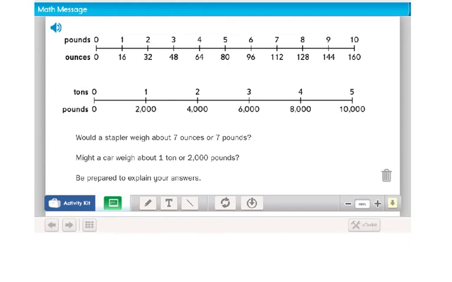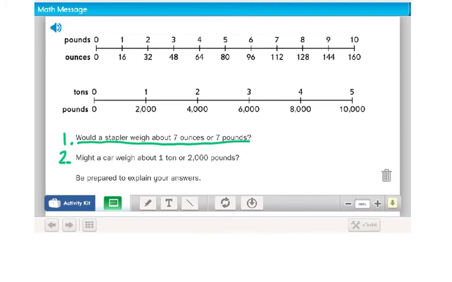All right, questions about pounds, ounces, tons, and pounds again. Would a stapler weigh about 7 ounces or 7 pounds? So visualize a stapler. That would be question number 1. You can go ahead and use the chart to help you answer the questions. Number 2, might a car weigh about 1 ton or 2,000 pounds? Go ahead and answer these 2 questions on your whiteboard.